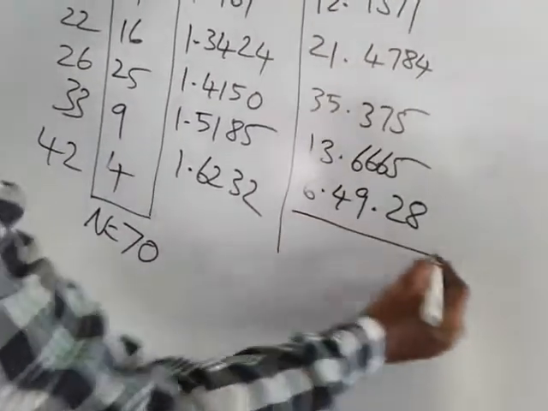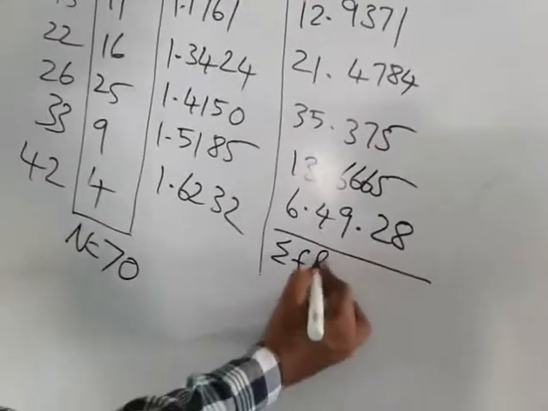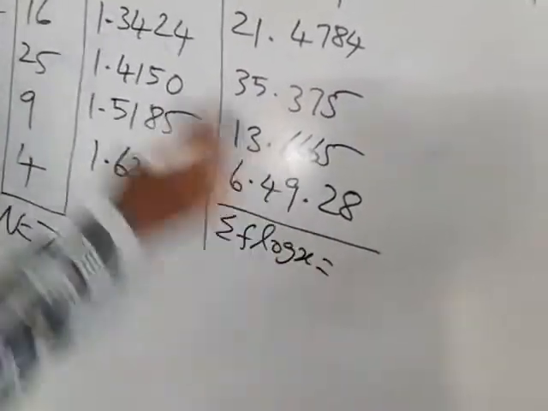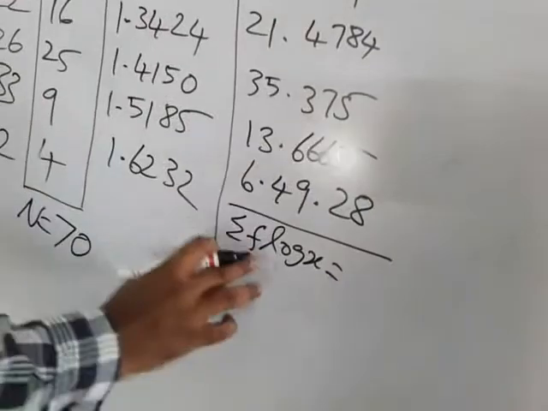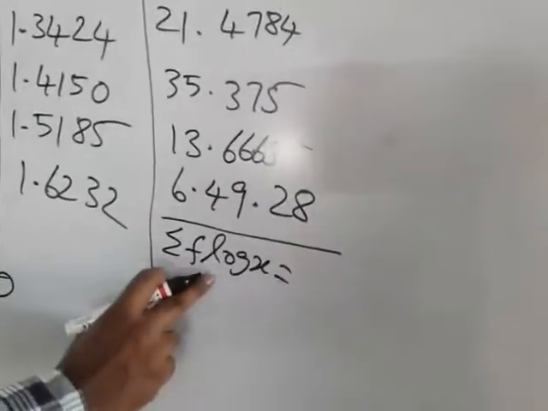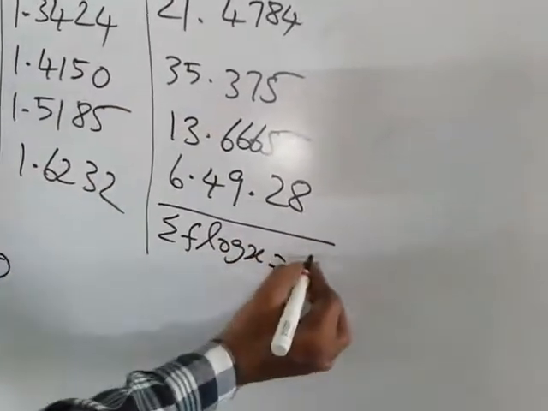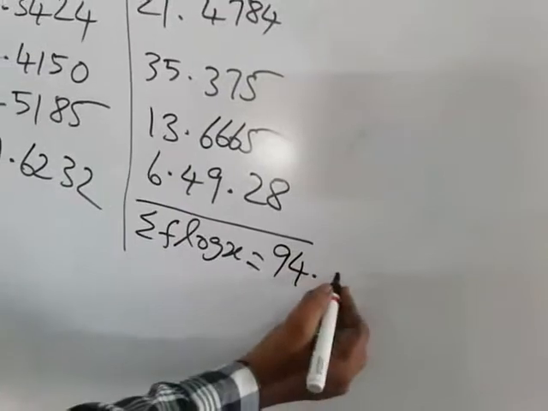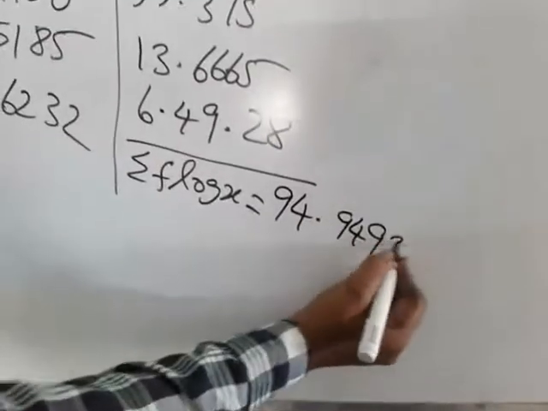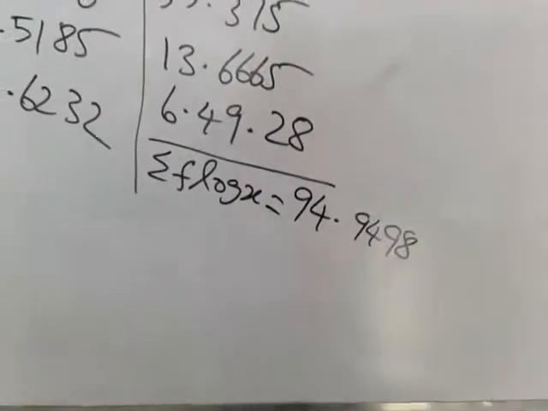Now you find the total, summation f log x. Don't find the sum of the log values; in the totals, use only the formula. So for f log x, just add all these values. If you add all these values, we get 94.9498. Check the total.